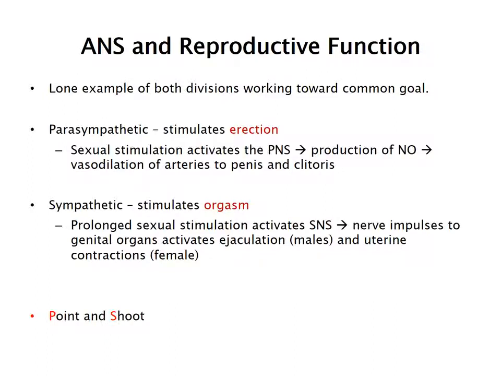Stimulation activated via the parasympathetics is going to produce nitric oxide, and that nitric oxide is a vasodilator, which dilates the arteries going to the penis and the clitoris. Thereby, engorgement of those vessels causes an erection. And more specifically, it's causing engorgement of the erectile tissues. The S in shoot represents the sympathetic division, which is responsible for causing orgasms, and in the case of males, it's what activates ejaculation. And so together, both parasympathetics and sympathetics are necessary for normal reproductive function.